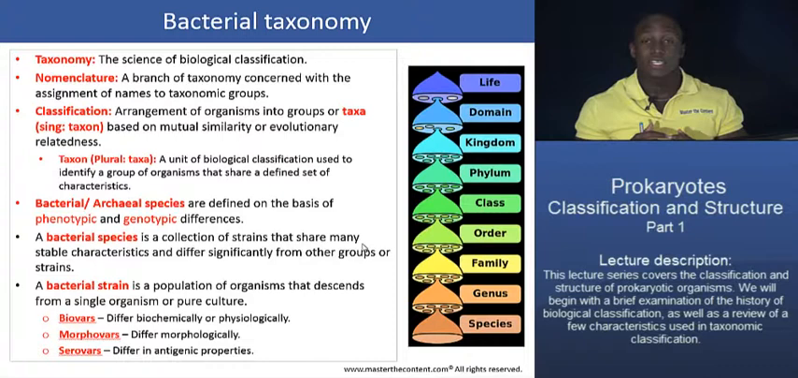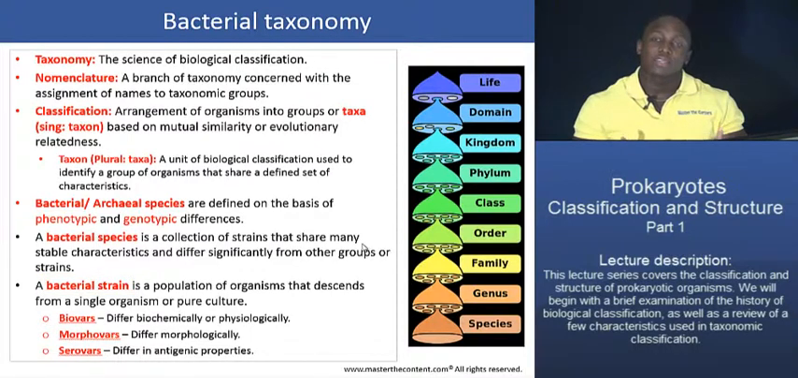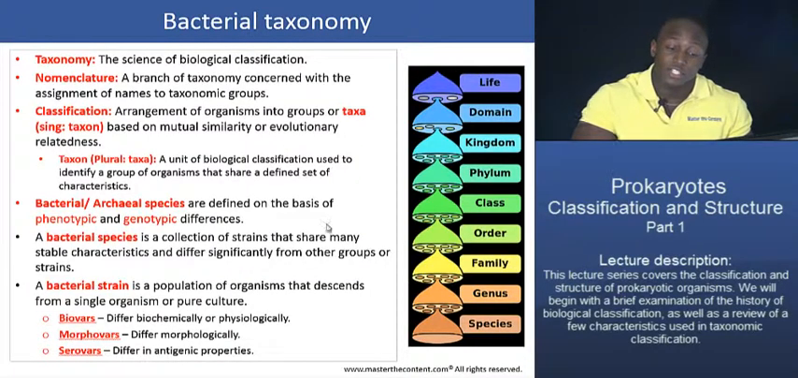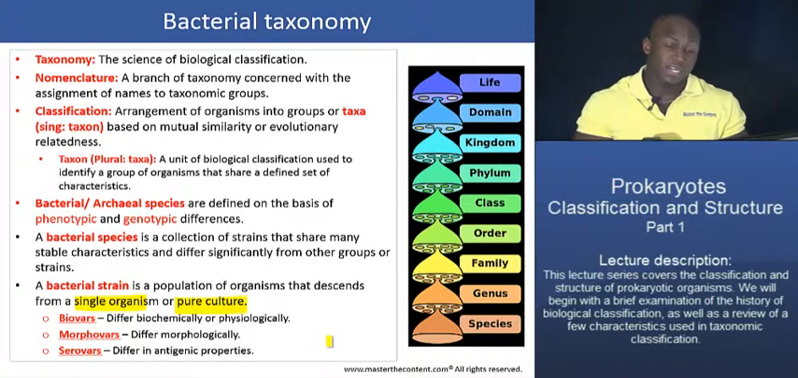Now, we need to distinguish a bacterial species from a bacterial strain. If you've studied biology even at a very basic level, you've probably come across the term bacterial strain. So what is a bacterial strain, and how is it different from a bacterial species? A strain is a population of organisms that descend from a single organism or a pure culture. I want you to note that distinction.